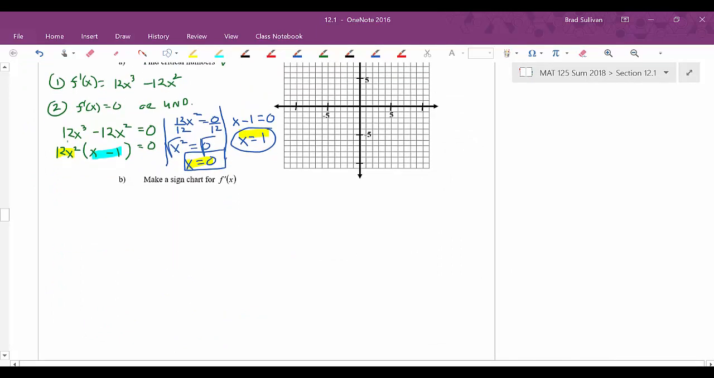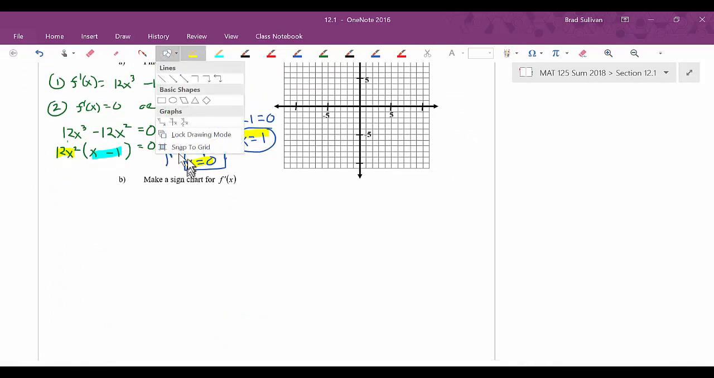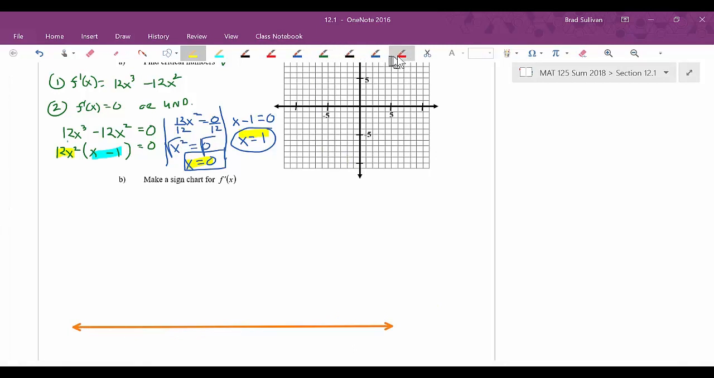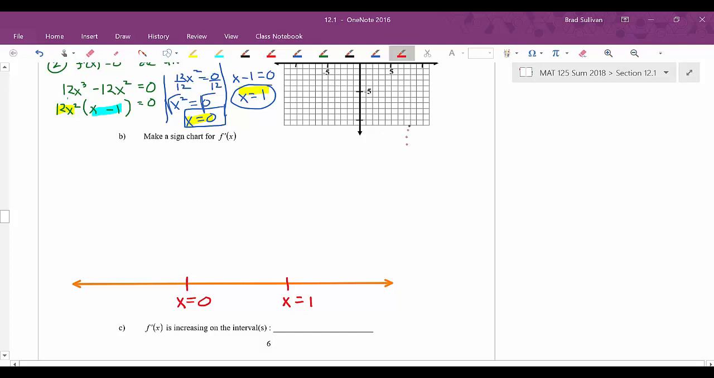Okay, now I'm going to go down and we'll start our sign chart. So what you want to do on a sign chart, start by just drawing a number line. And we want to go ahead and use these two critical numbers. So we have x equals 0, and we have x equals 1. And we're going to plug into that derivative. That derivative is 12x to the third minus 12x squared. Okay, and we're going to analyze this by using test points.